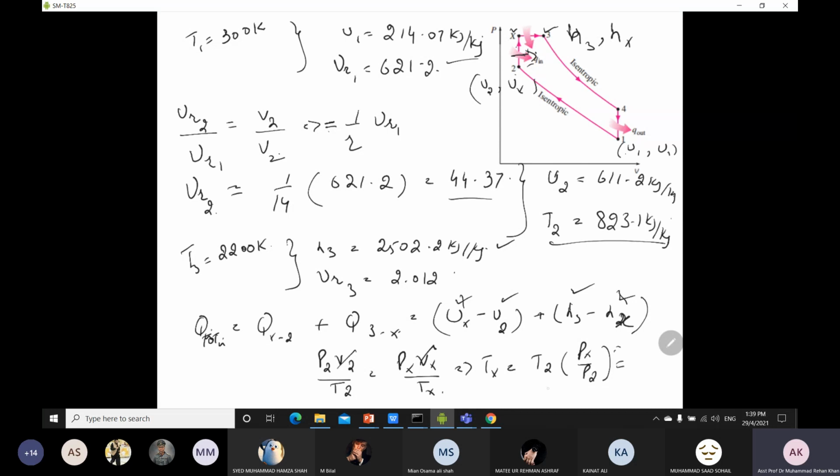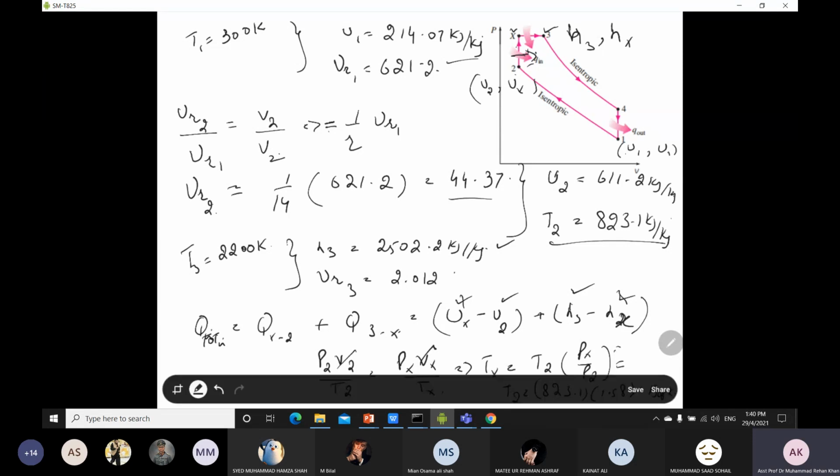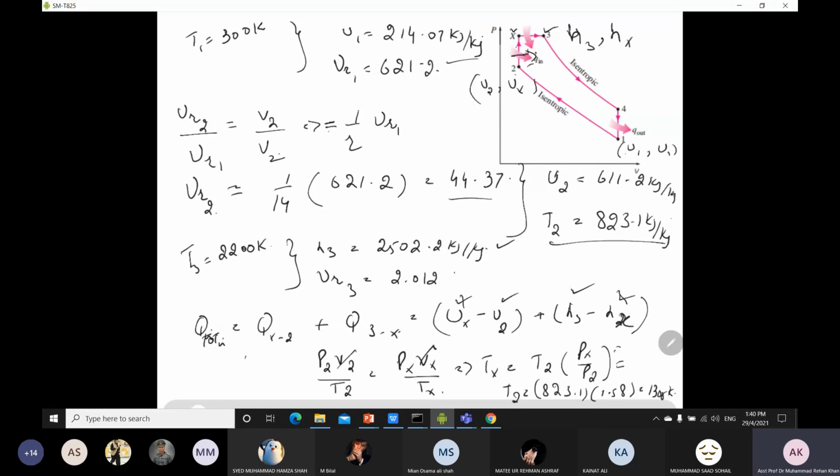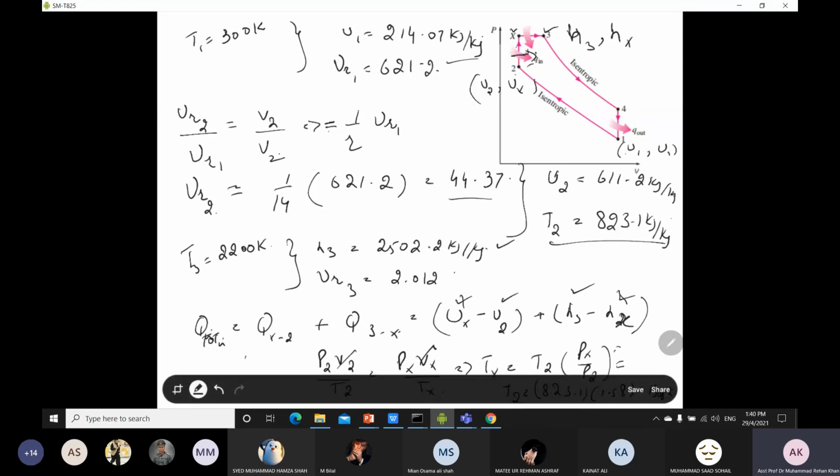The T2 value we have found here is 823.1, and P ratio is 1.58, and if I solve it, it will be 1300 Kelvin. So Tx temperature is now given to us, 1300 Kelvin, by using this type of relation. You can note it down, then I'll move towards the next part. If you have any question, you can also ask me.